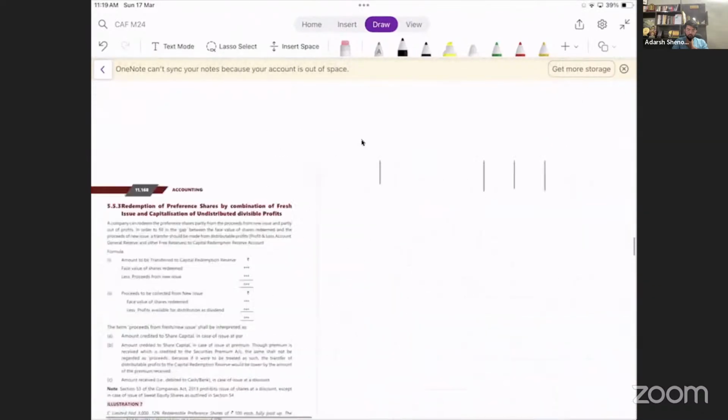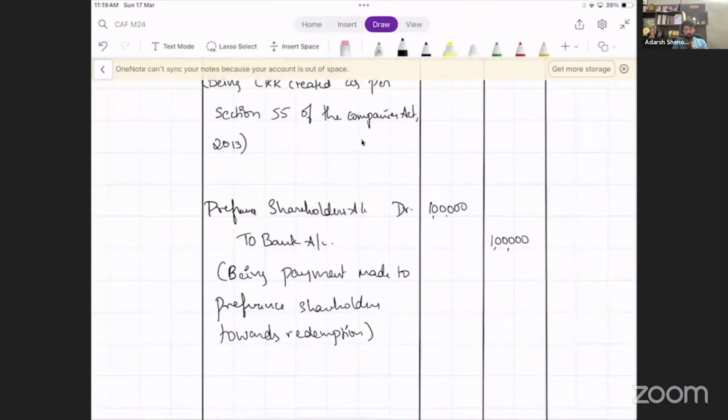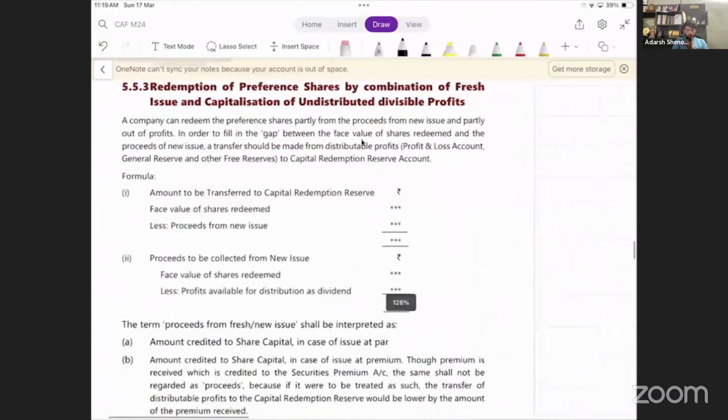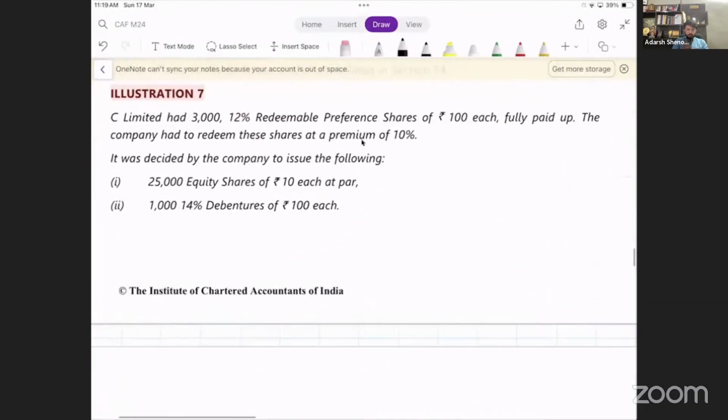Let's look at one more question. I hope you have finished writing. This is simple. Are you all understanding redemption of preference shares? Very, very easy. Okay.